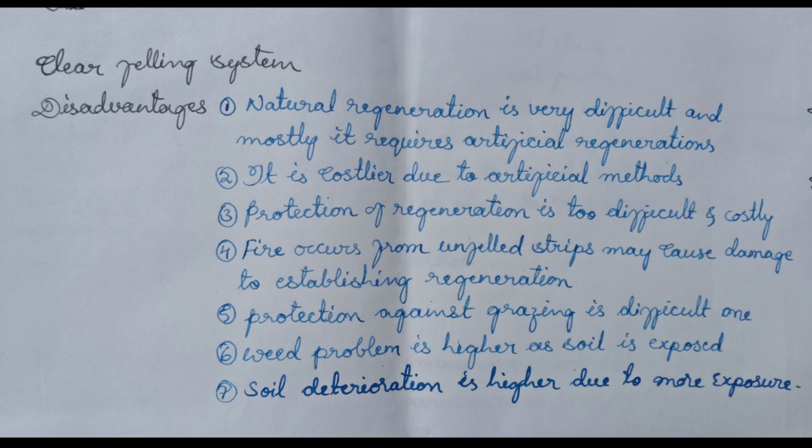Now coming to the disadvantages of clear felling system. See, natural regeneration is very difficult and mostly it requires artificial regeneration. It is costlier due to the artificial methods. Protection of regeneration is too difficult and costly. Fire from unfelled strips may cause damage to the establishing regeneration. Protection against grazing is difficult. Weed problem is higher as soil is exposed. Soil deterioration is higher due to more exposure.